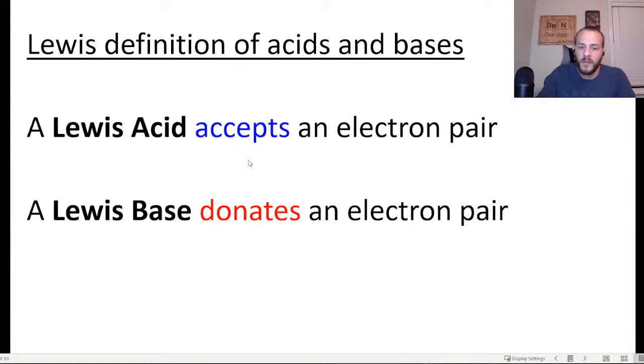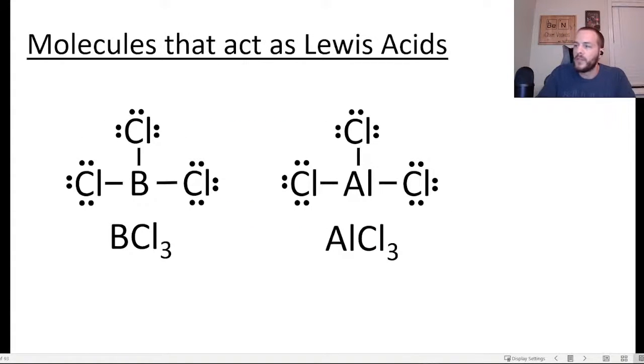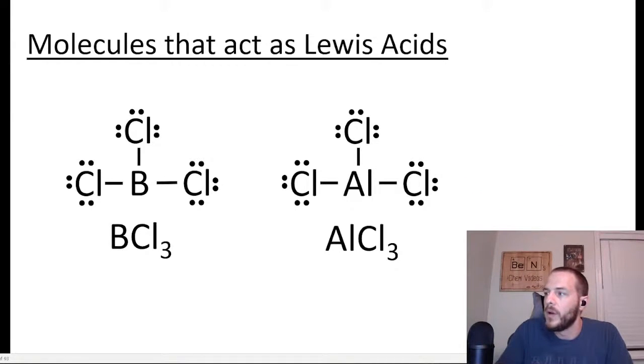And so what does this look like? Well, what are some molecules, for instance, that behave as Lewis acids? Well, boron trichloride is a good example, BCl3. Aluminum trichloride is another good example of a Lewis acid, AlCl3. And you might be asking yourself, well, what is it about BCl3 and AlCl3 that make them electron pair acceptors?